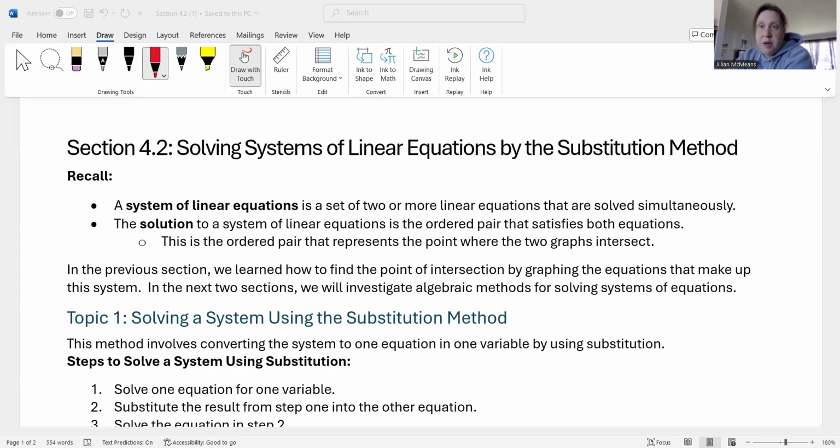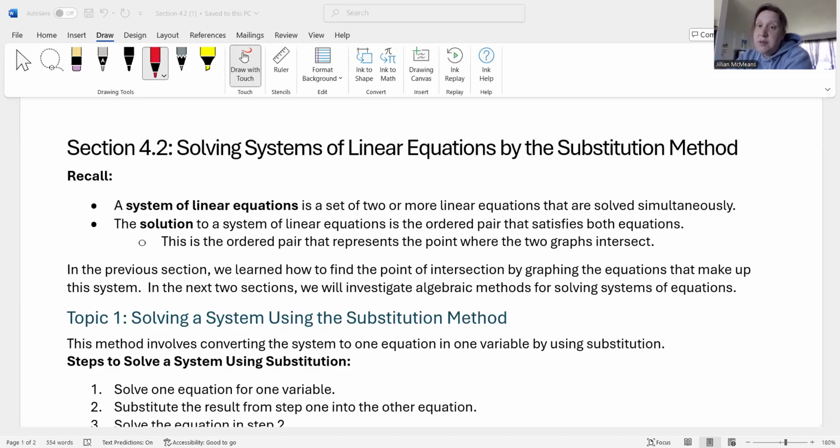In this section, we're going to look at our first of two algebraic methods for solving systems of linear equations. So let's review just briefly. Remember, a system of linear equations is a set of two or more linear equations that are solved simultaneously. The solution to that system is the ordered pair that satisfies both equations.